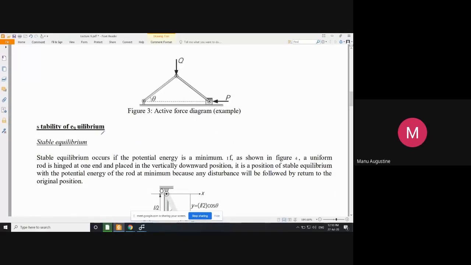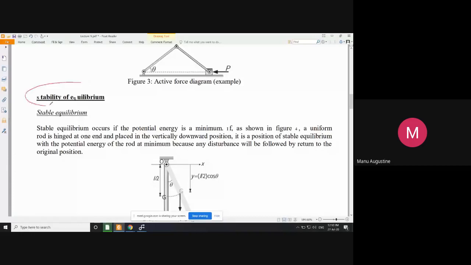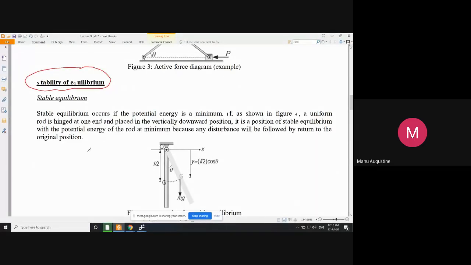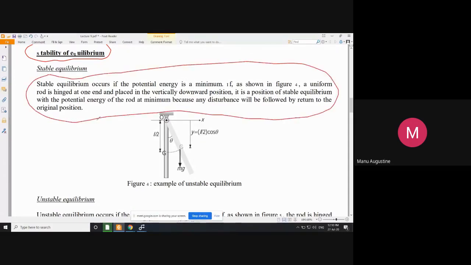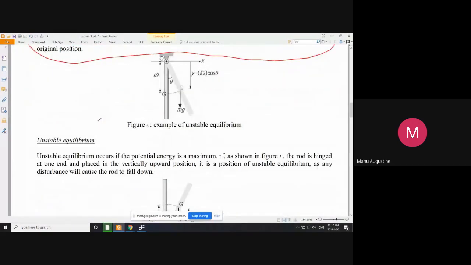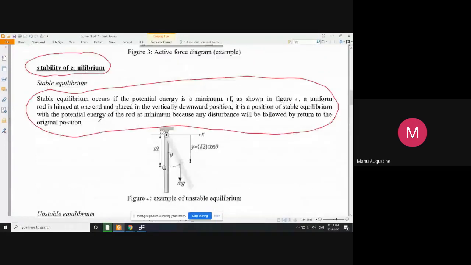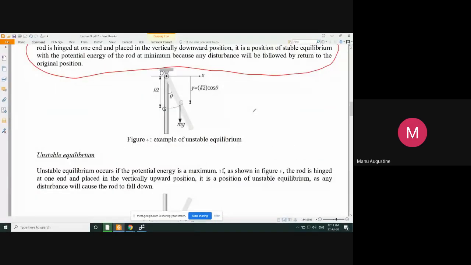Now, there is another topic which is called as stability of equilibrium. ठीक है? स्टेबिलिटी ऑफ इक्विलिब्रियम के बारे में आप लोगों को जो मैंने इसमें जो मटेरियल दिया है, इसको आप खुद पढ़ें और समझने की कोशिश करें. ये चीज मैं आपको क्लास में सिर्फ इतना बता के छोड़ रहा हूं कि स्टेबल इक्विलिब्रियम किसको कहते हैं.